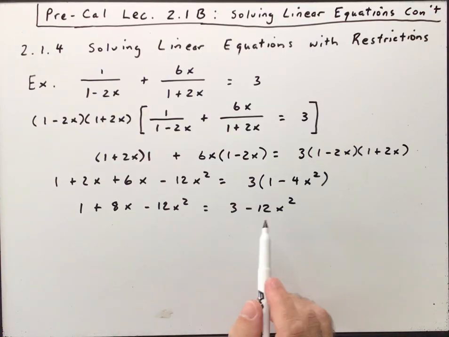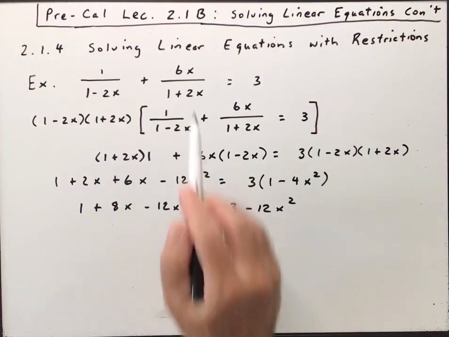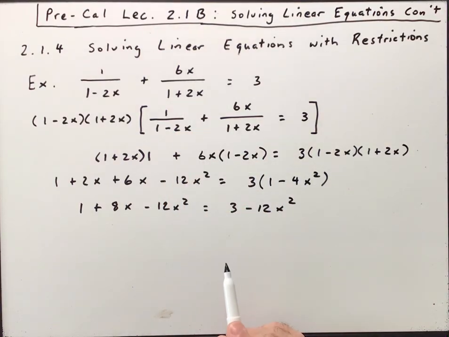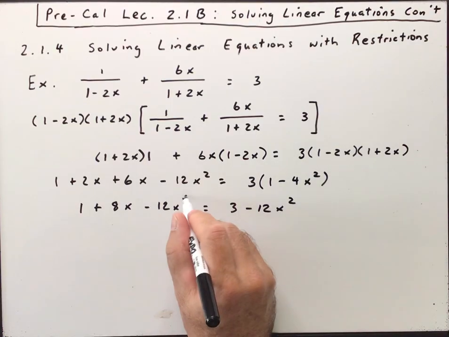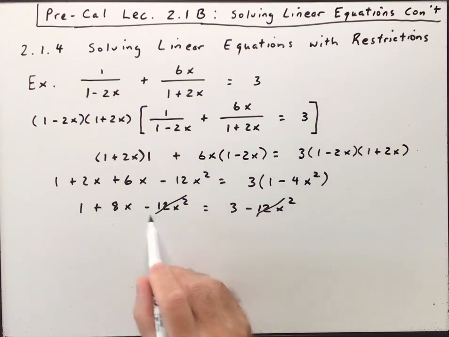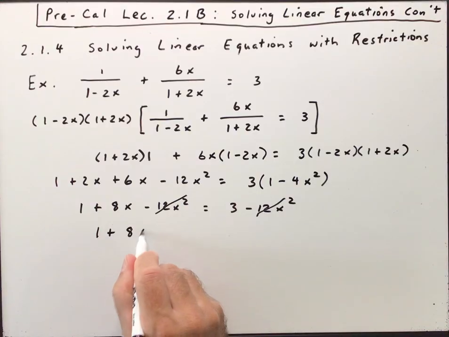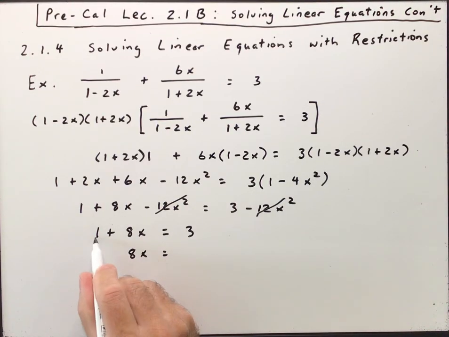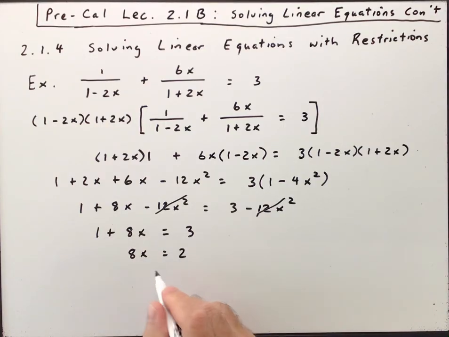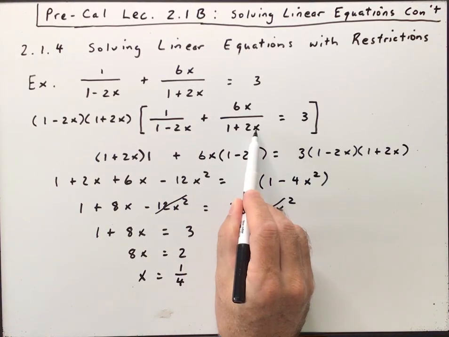Well, this is fortuitous, also because we are not in the squared section. We're still in linear. We're not dealing with curves yet. I've got a minus 12x squared on both sides, so those will cancel. Now, if one was minus and one was plus, they wouldn't cancel. So now I have 1 plus 8x is equal to 3. So 8x is equal to, subtract 1 from both sides, 2, and x is equal to 1/4. Eyeballing it, 1/4 doesn't make the denominator 0 anywhere.